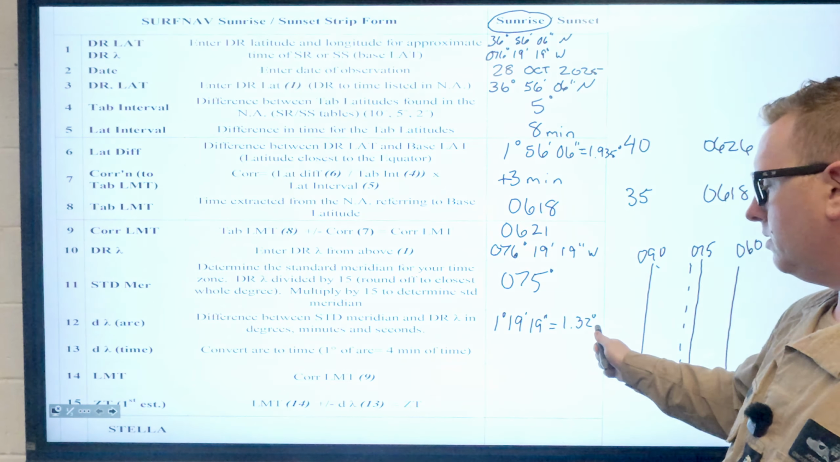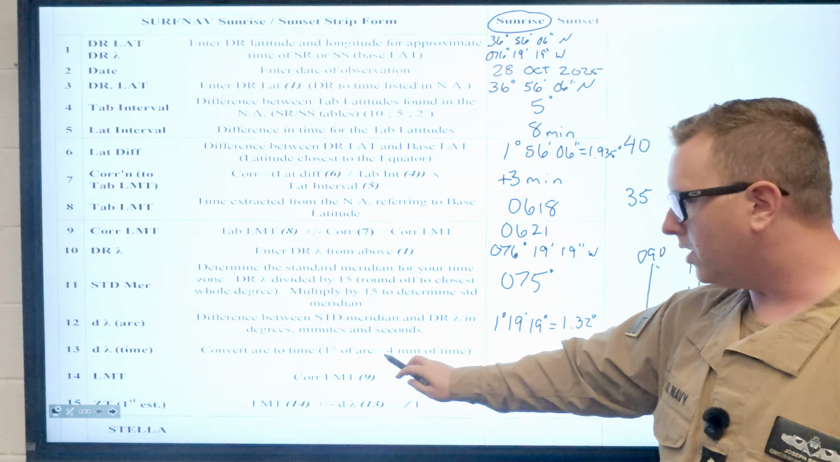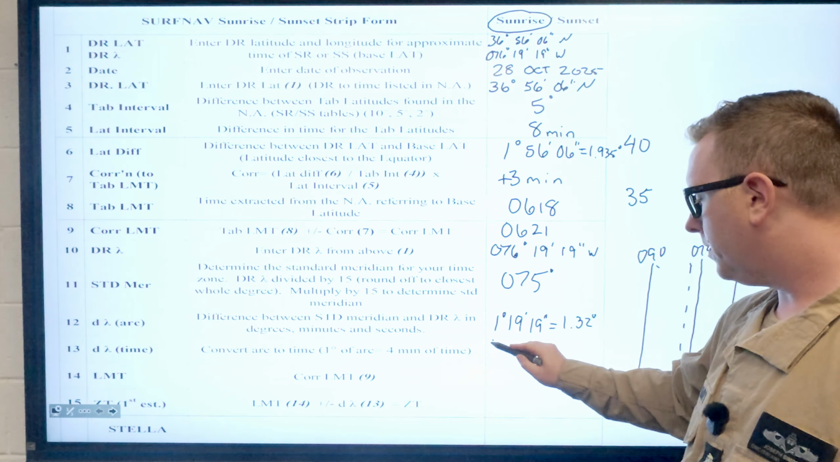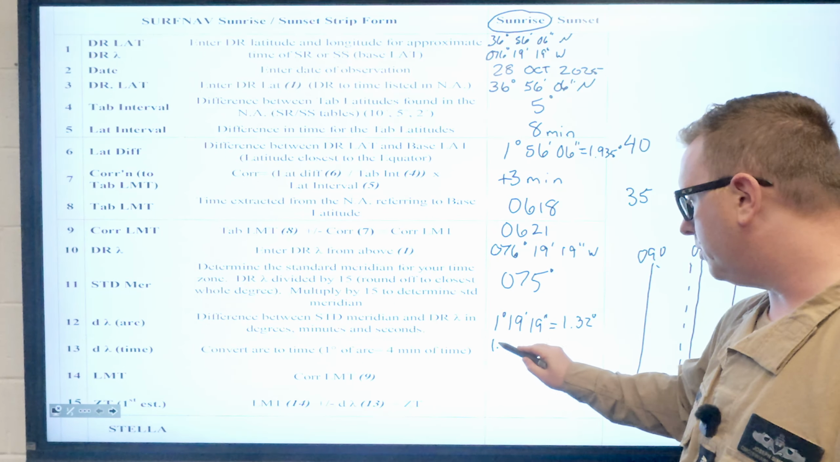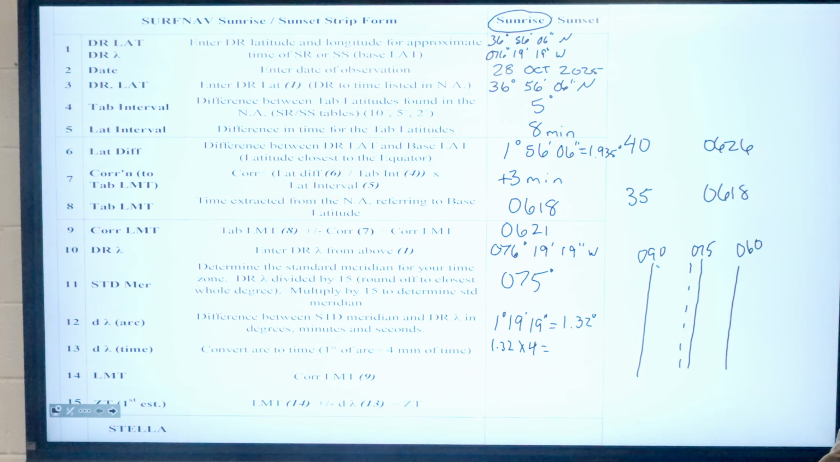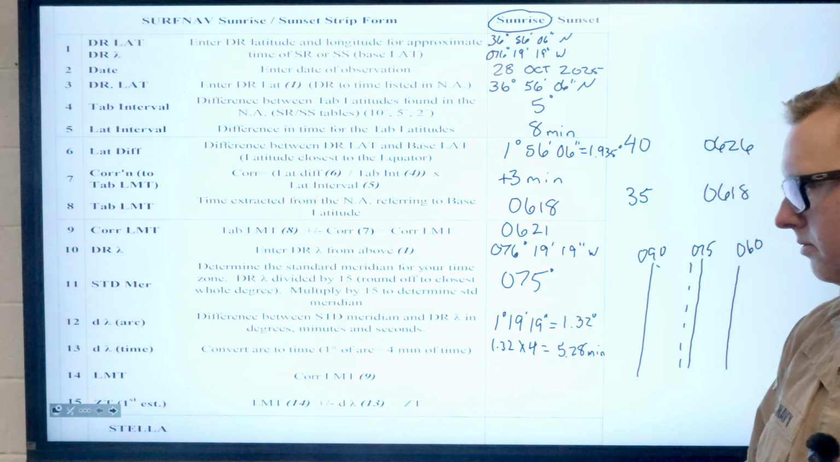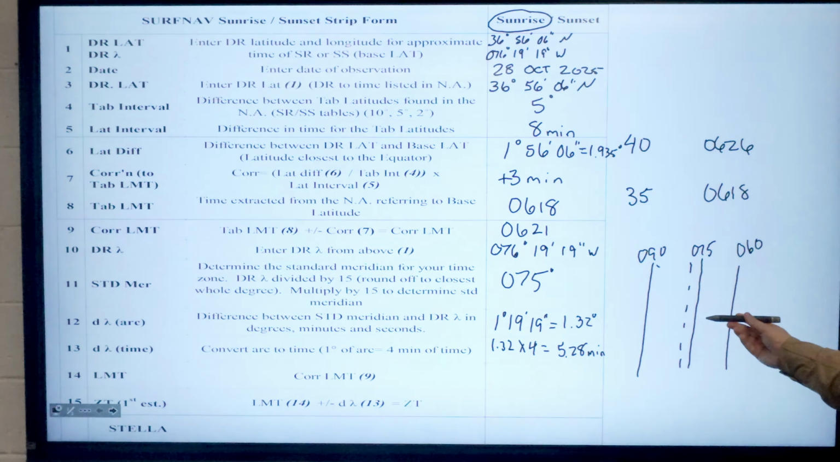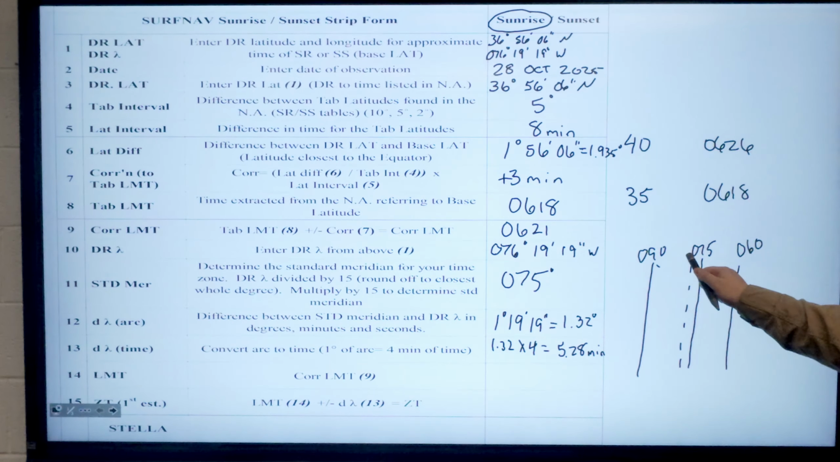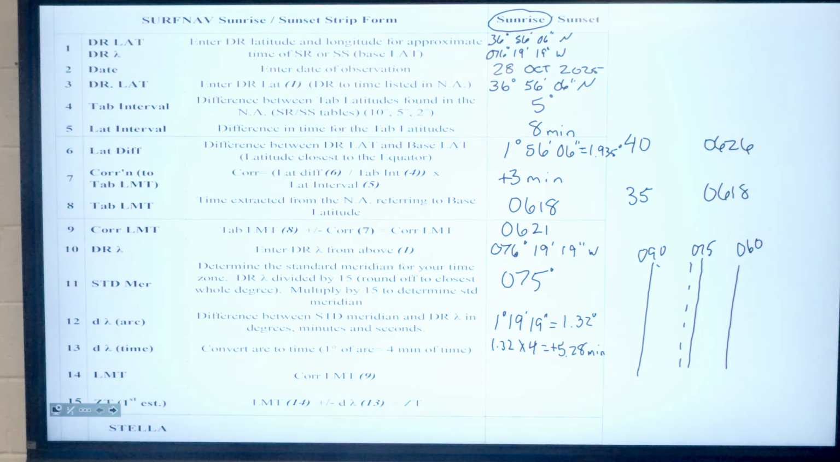Now they want you to convert degrees to time. And it gives you this right here, 1 degree of arc equals 4 minutes. We can just take that, or you can just keep it in your calculator, 1.32 times 4 equals 5.28 minutes. Now you remember what I said about over here, since we're using the standard meridian right here, we're adding to get to 076. So we're going to put a plus right here, telling us we will add that.